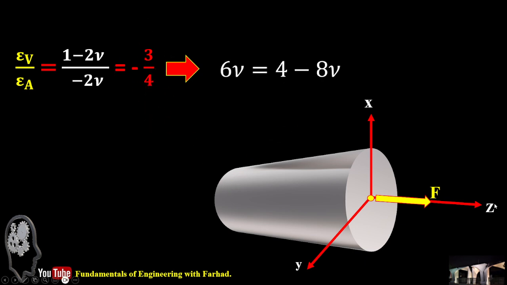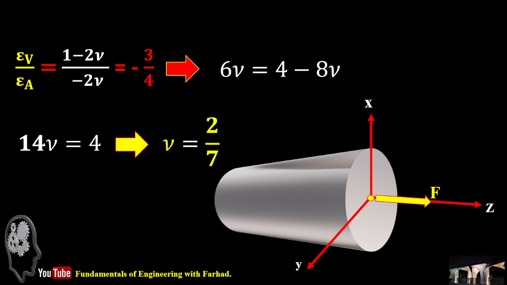So if that's the case, by simply cross-multiplying these two parts, 6 nu is equal to 4 minus 8 nu, and if you do so, it just gives us nu equal to 2 over 7.